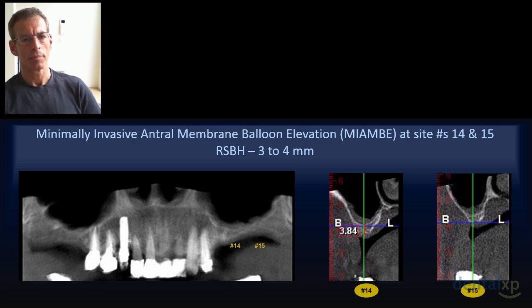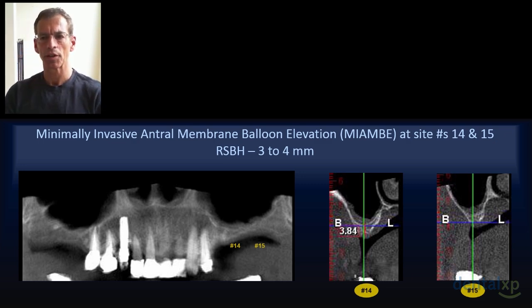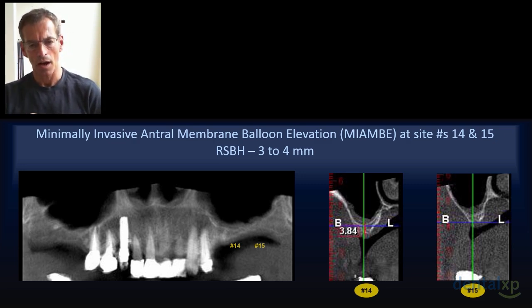Now, I was introduced to the minimally invasive antral membrane balloon elevation by Ziv Mazur, who has had amazing success with this procedure. Site numbers 14 and 15 have 3 to 4 millimeters of subantral bone. This is the second case that I performed.